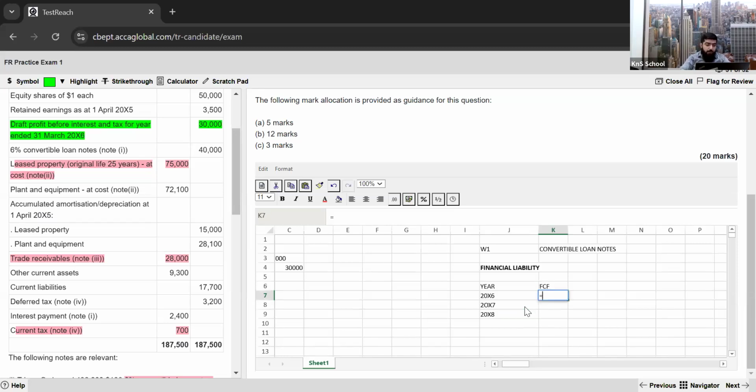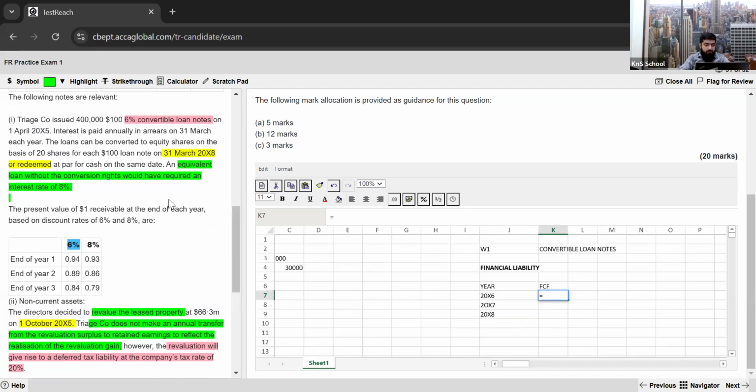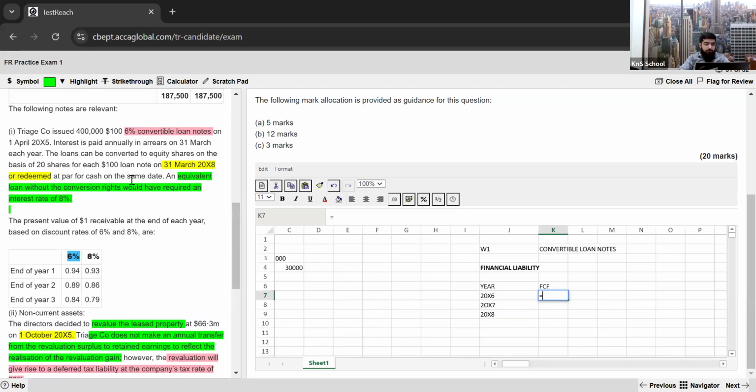Okay. So 3 years, future cash flows will always be calculated based on the par value, which means the par value of the loan notes. If I look at it, 4 lakh bonds or loan notes were issued at $1. So if I'm doing the working in thousands, it's 400 multiplied by 100. So this is going to be the par value, and we are going to apply the coupon rate. Future cash flow means how much amount will be paid every year. So every year we pay the coupon rate, so we apply the coupon interest rate, that is 6%.